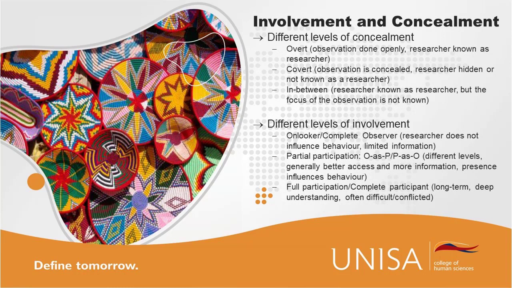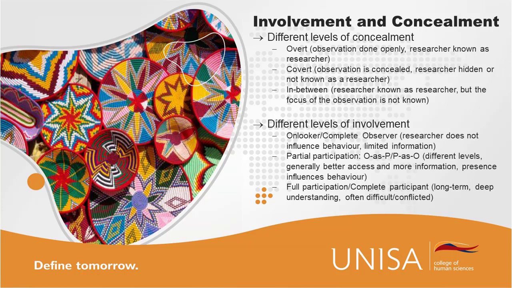Another important aspect is that the researcher or the observer can be more or less involved in the activities and interactions under observation. And the observations can be either known or not known by those being observed. I want to highlight 3 different categories here to demonstrate the different levels of involvement and different levels of concealment that we get in observation research.